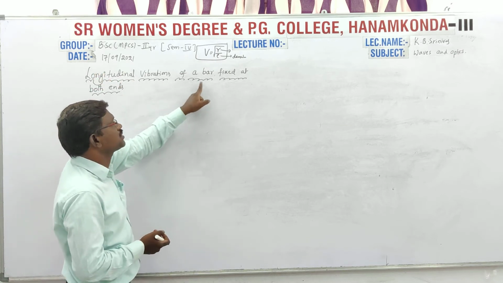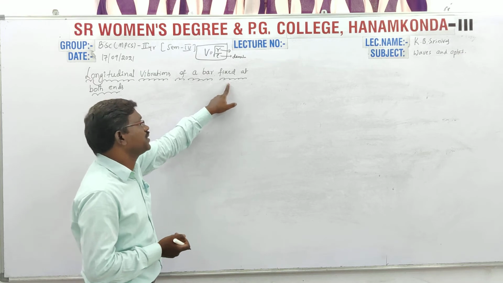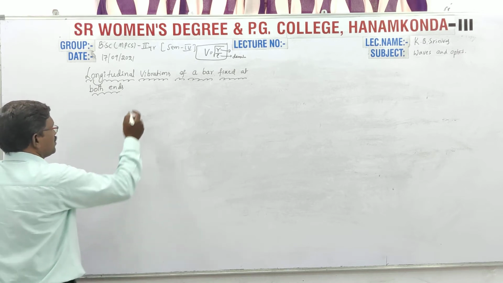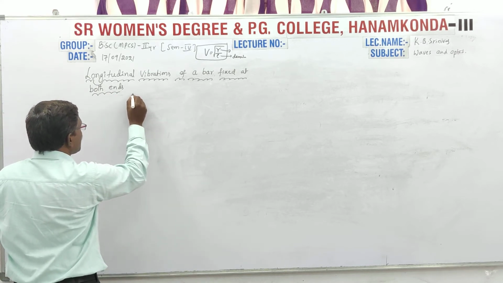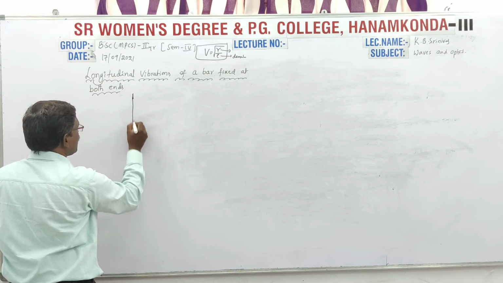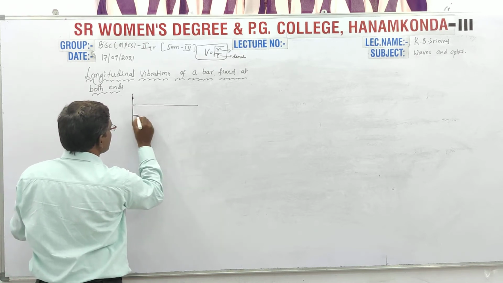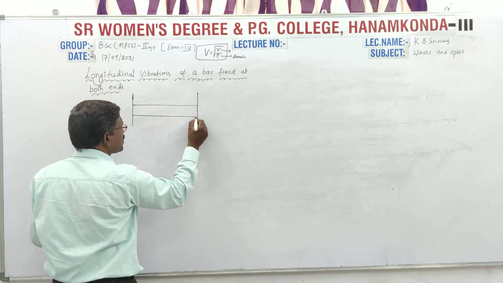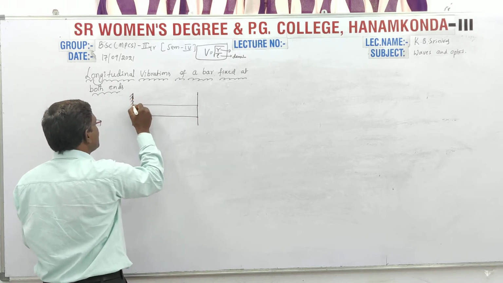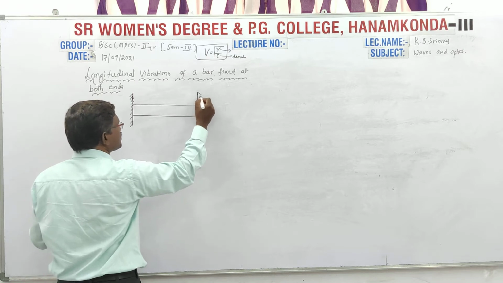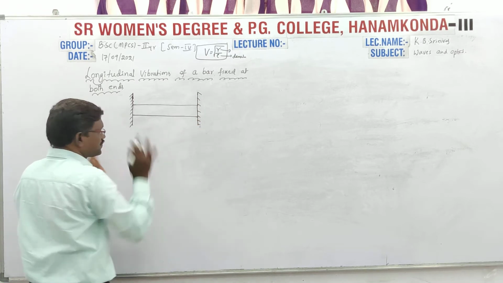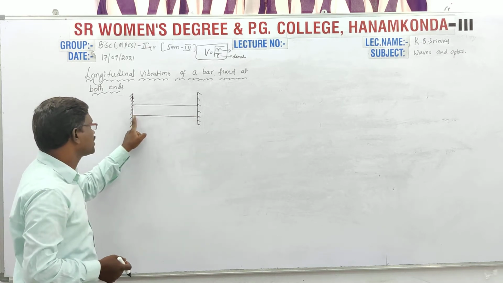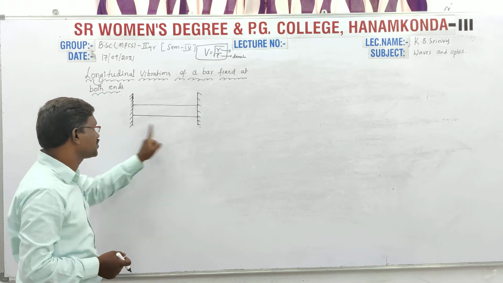Just listen carefully. What is this case? Longitudinal vibrations of a bar if it is fixed rigidly at both the ends. According to this case, the diagram will be like this. This is the bar which is fixed between the two rigid supports. The bar is fixed rigidly between the two supports. So both the ends are rigidly fixed by these walls.